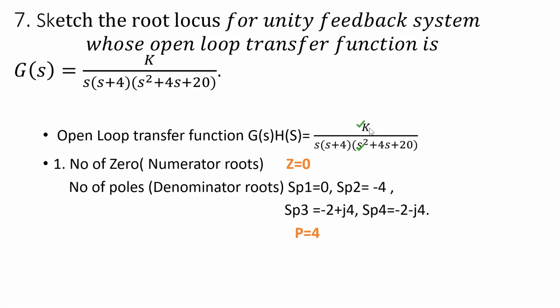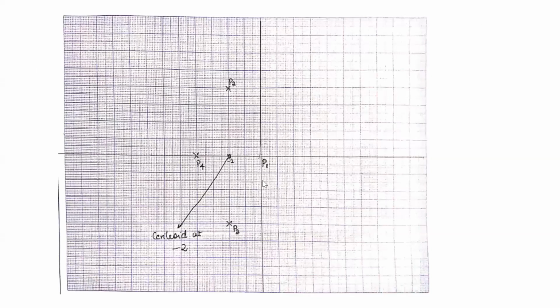Because we don't have any values in the numerator, we consider the number of zeros to be 0, and we have poles. We have a pole from this, a pole from this, and because it's a square, we will have 2 poles. So totally 4 poles: one at 0, one at minus 4, then the solution of the quadratic equation will give us 2 more poles. Total P value is 4. Next we have to mark all this on the graph.